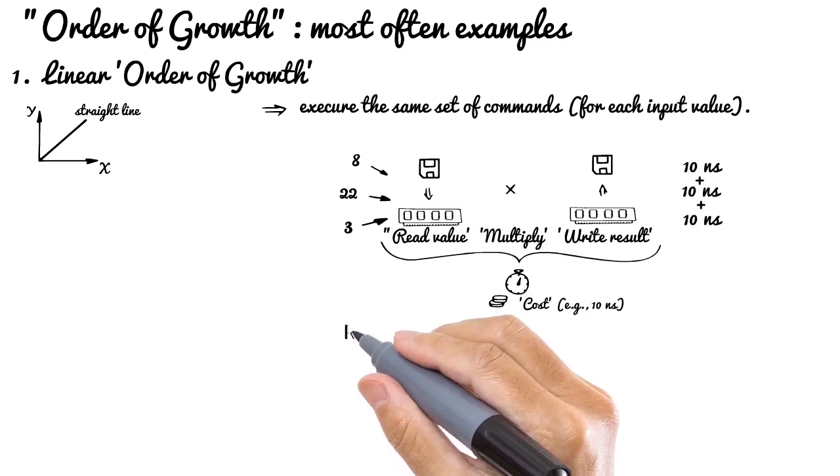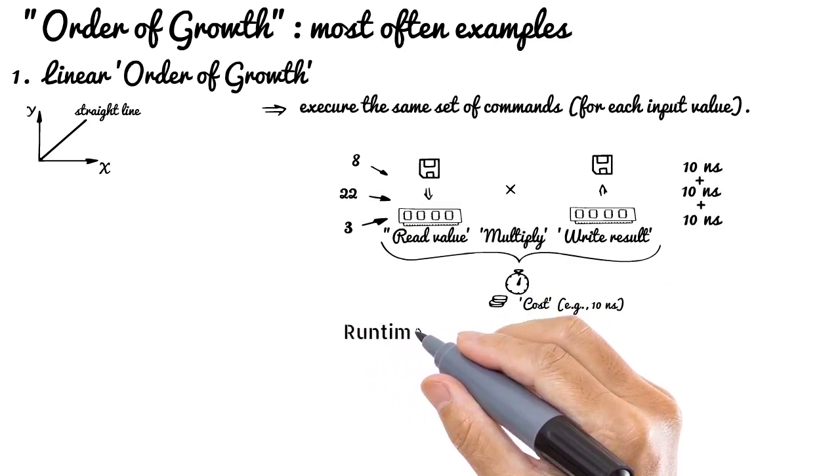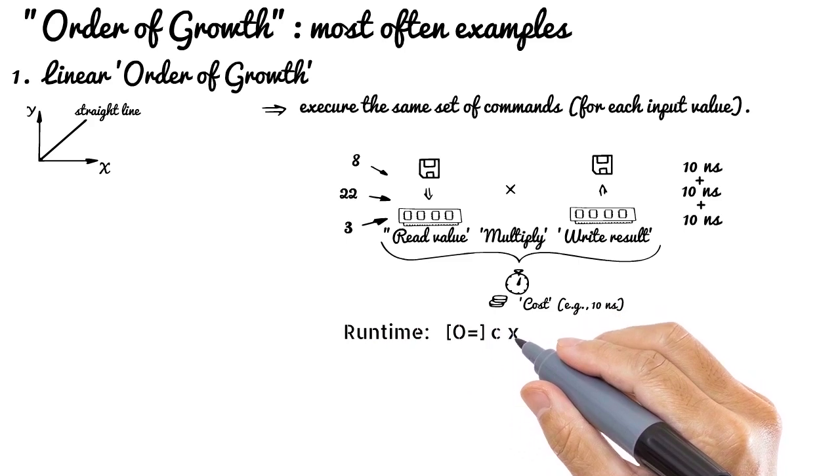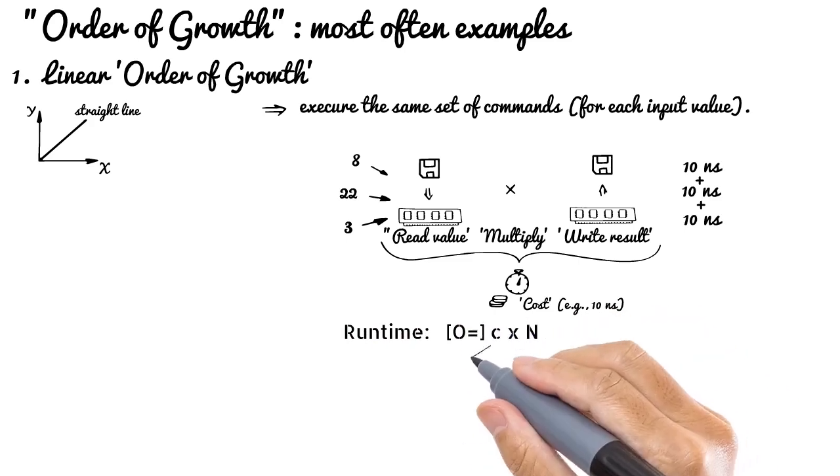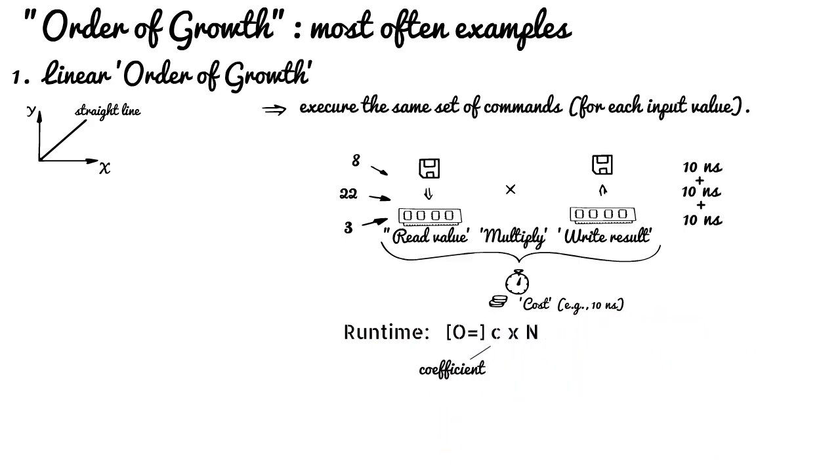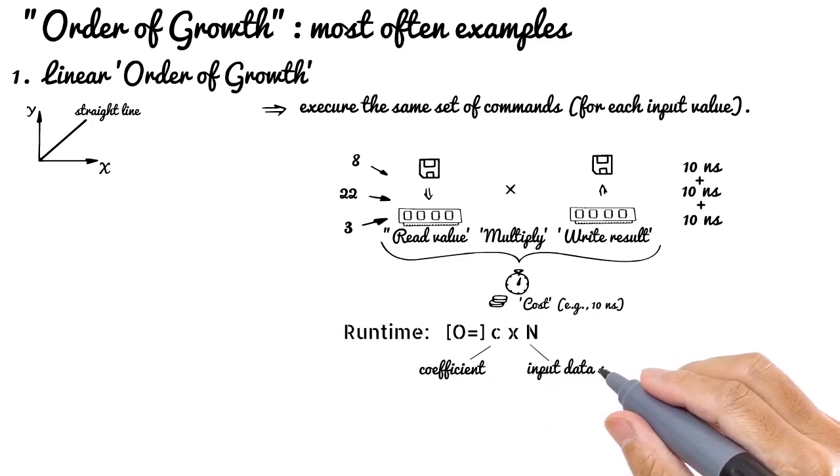Our linear runtime can be calculated, represented by the math function c multiplied by n, where c is the coefficient, the time cost of each block of commands applicable for each input value.